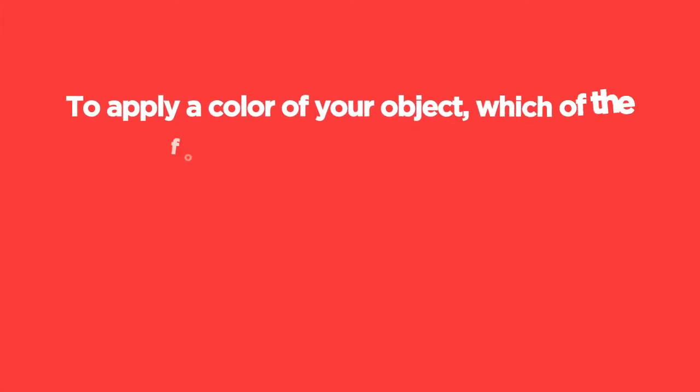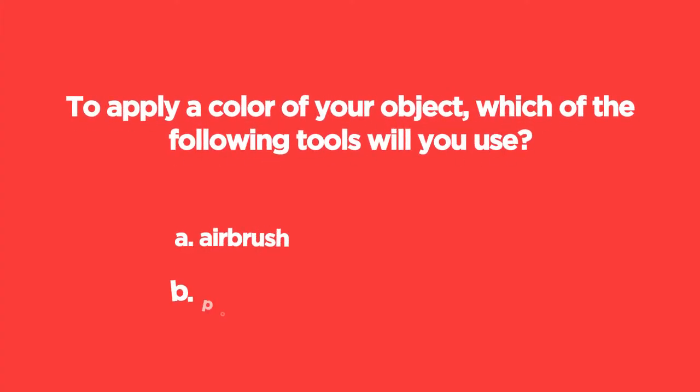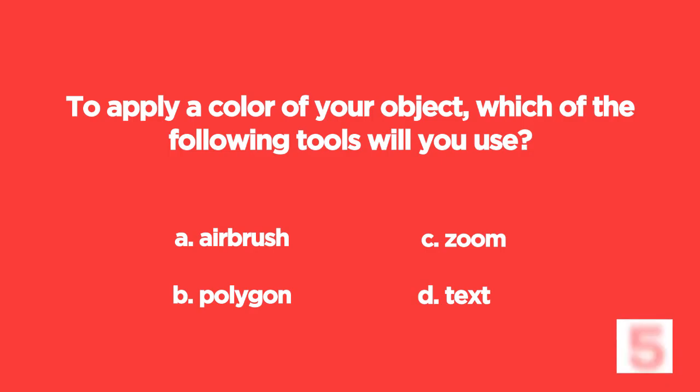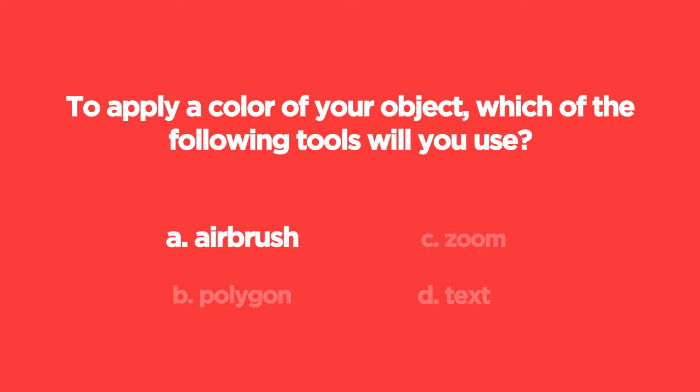Number 10. To apply a color to your object, which of the following tools will you use? A, airbrush. B, polygon. C, zoom. D, text. The correct answer is letter A, airbrush.